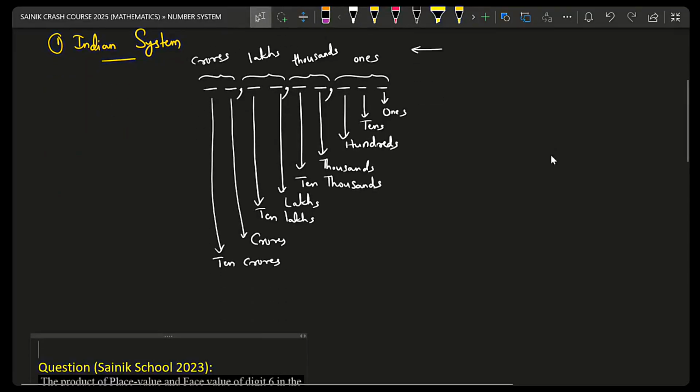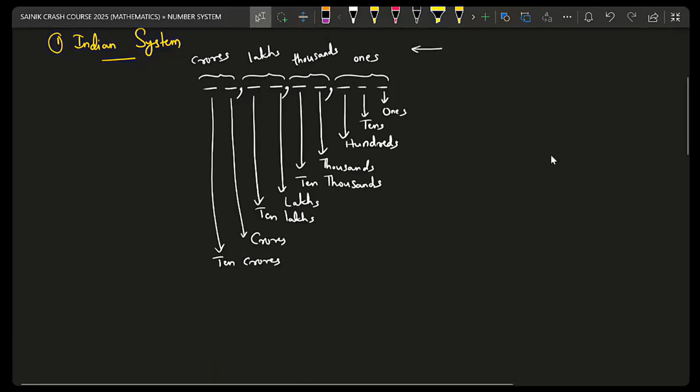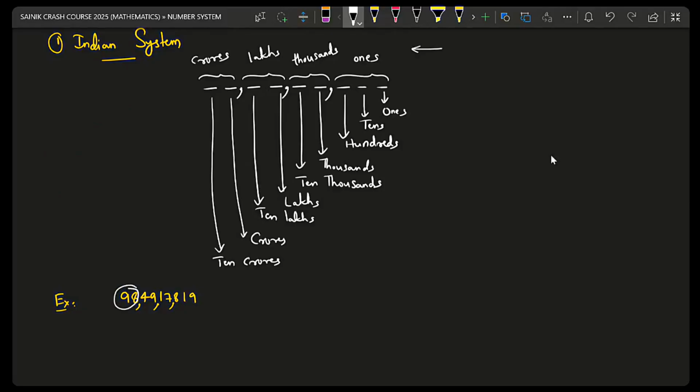Now let us try to write some numbers into words and some words into numbers. For example, try to write this number in Indian system words. So before writing into words, we are going to separate the periods first, so it will be easy for us to write in words. After 3 digits, we are going to use comma. Then 2 digits, we are going to use comma. Again 2 digits, we are going to use comma. So the basic rule in writing in words is, first we will write the name of the number which is there in the period. Then we will add the name of the period.